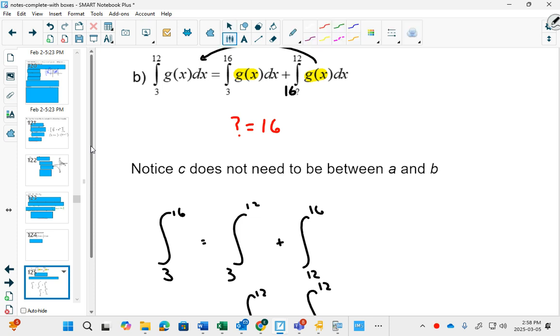But technically, this does match up with the formula. It just feels wrong, because you like to pick C in between. But even if the C is not in between, it still works. And it works because of the thinking that I showed down below.